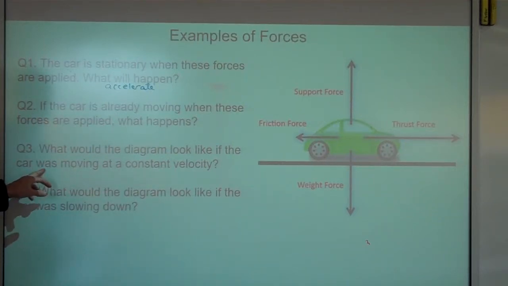What would the diagram look like if the car was moving at a constant velocity?